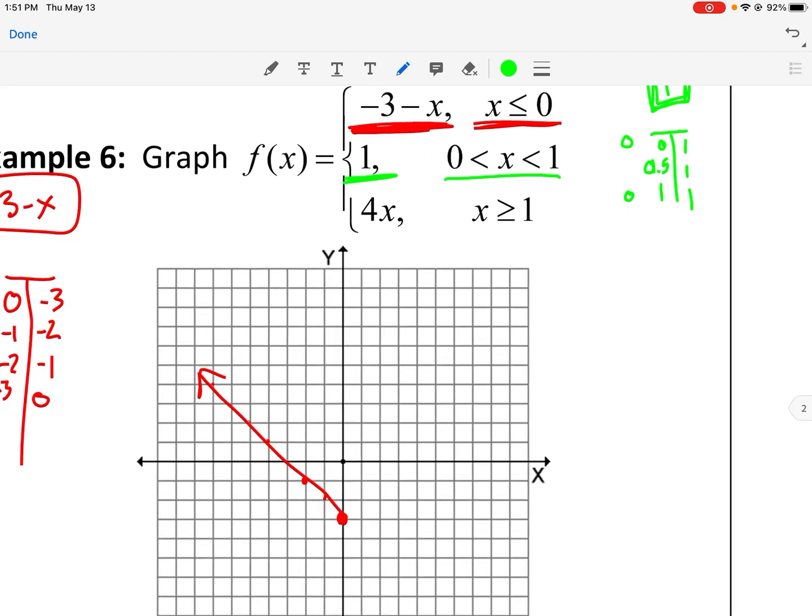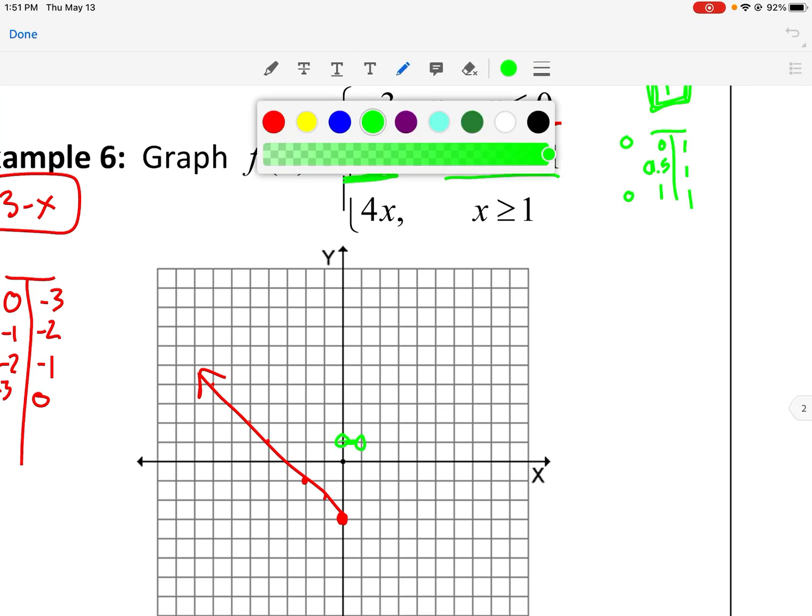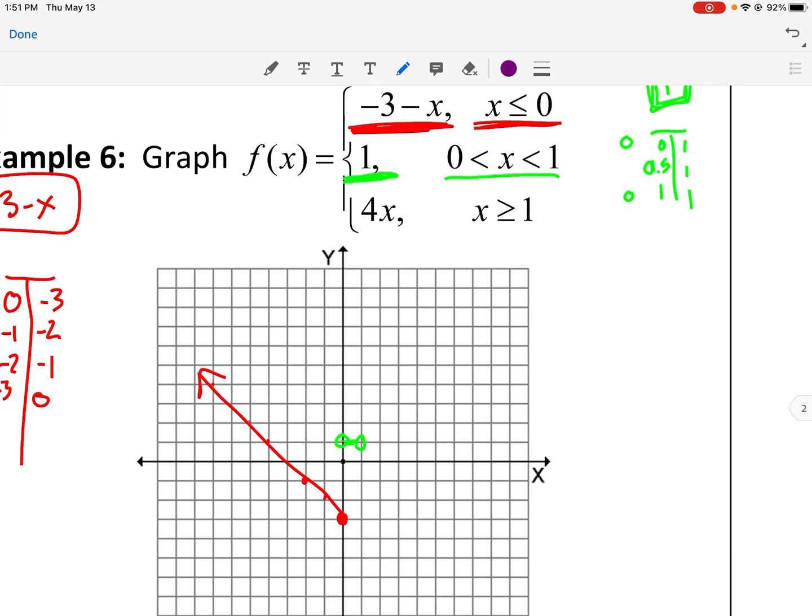It's a flat line. So when we go to graph this, we have 0, 1 with an open circle, 0.5, 1, and then this with an open circle. So it's just a flat line connecting those two circles. So when it's a number, just a regular old number, it's a flat line.